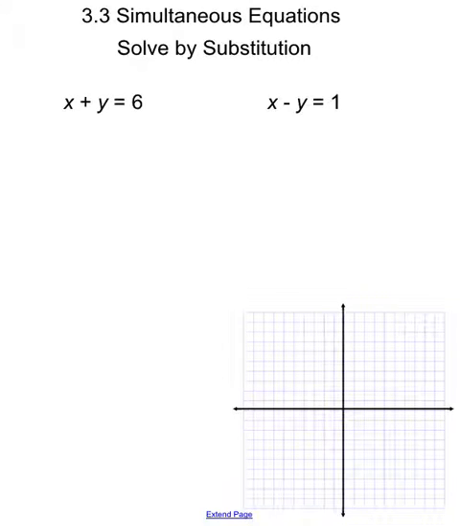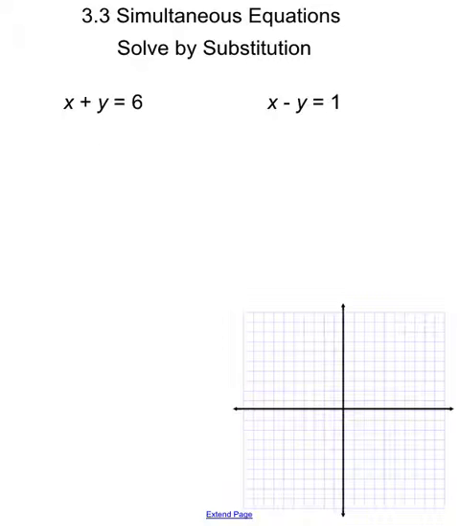Solving simultaneous equations by substitution, 3.3. So we've learned how to solve simultaneous equations by graphing and by elimination method. So this is the third and final method. Remember, simultaneous equations are two or more equations with two or more unknowns. So in this case, we have two equations and two unknowns. So that means we can solve it.